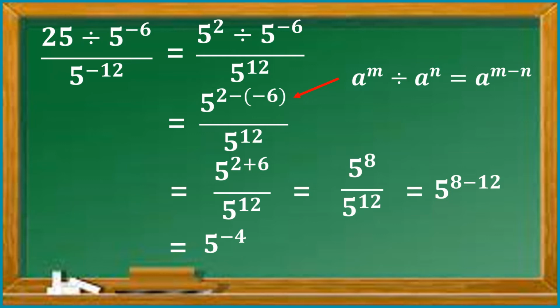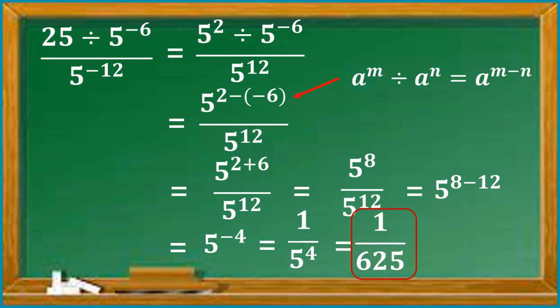And in here, we need to apply the negative exponent. We need to have the reciprocal of 5, which is 1 over 5. So we will be having 1 over 5 to the power of 4. And simplifying further, what is 5 to the 4th power? Very good. It is equal to 625. So the final answer is 1 over 625. That is example number 1.